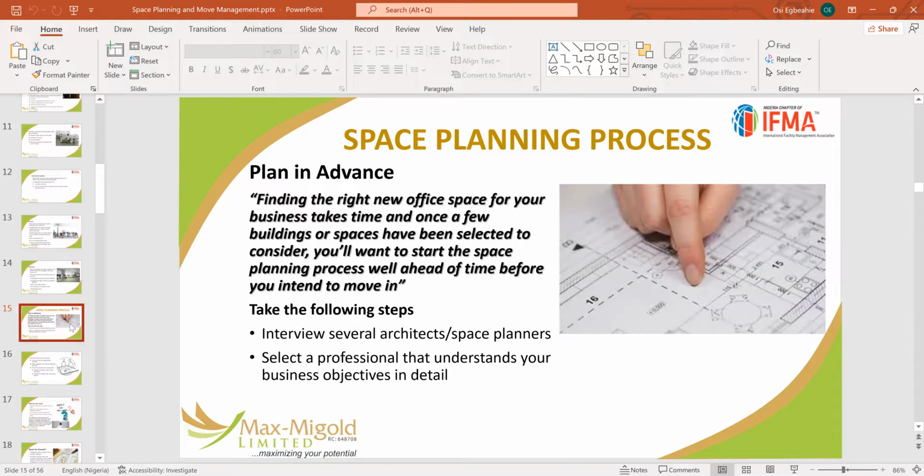Space planning process. What processes do we do? Normally, when you have a new office you are planning to move into, a few things that you need to know or do. One of them is to interview several architects or space planners. Space planners are regularly architects. Not all architects are space planners, but most space planners are architects.